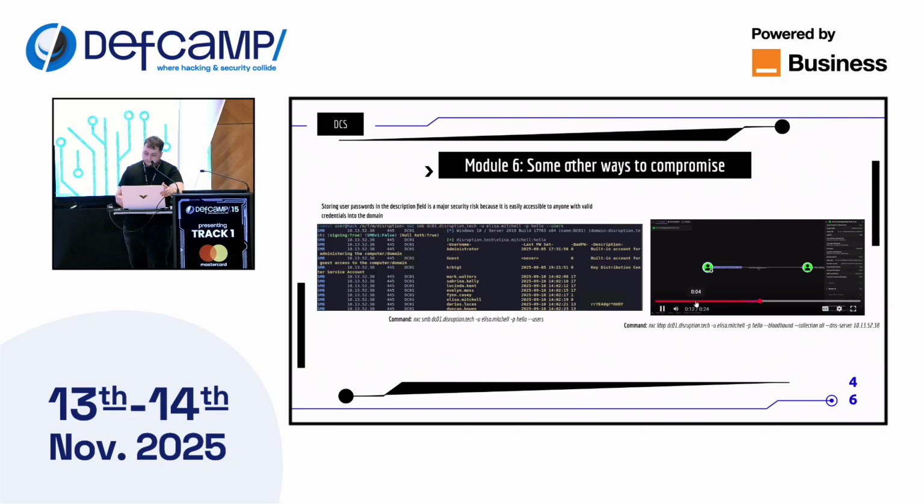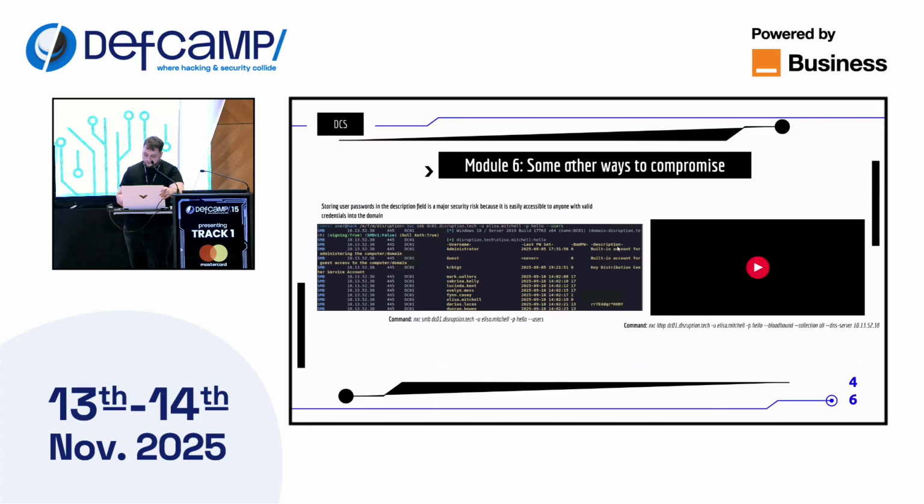And here I have a video. Again, if you have a valid account, and of course you can do some LDAP queries, you can basically do stuff like getting all the objects and try to map it in a graph like Bloodhound.